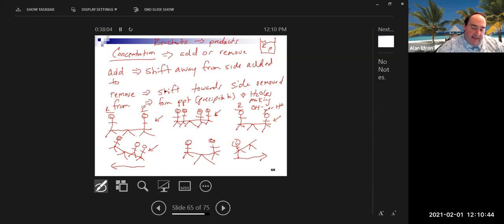So when we add, it goes away from whichever side. If you add more reactants, it will go to products. If you add more products, it will go to reactants. And if we remove something, it goes towards it. The real reason that happens is a couple of things. If you add more reactants, more are available to start that reaction, and that's going to kick off the forward reaction. If you remove some reactants, you're going to have fewer reactants and more products, so the reverse reaction would be favored, heading towards the reactants. Any questions on concentration there?